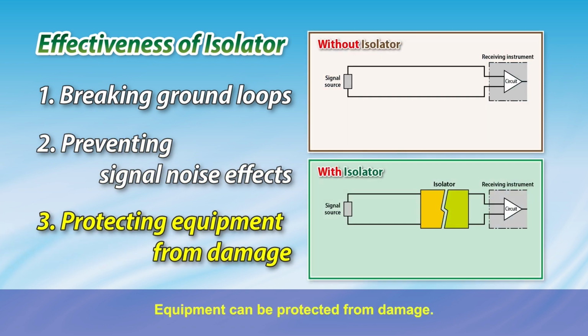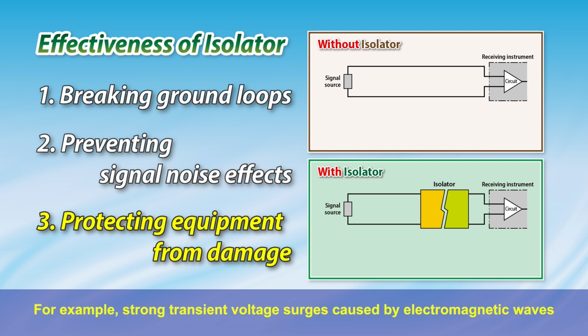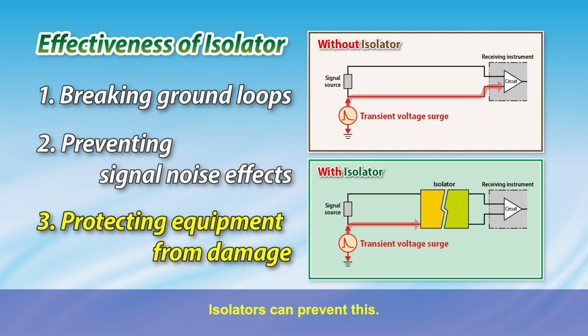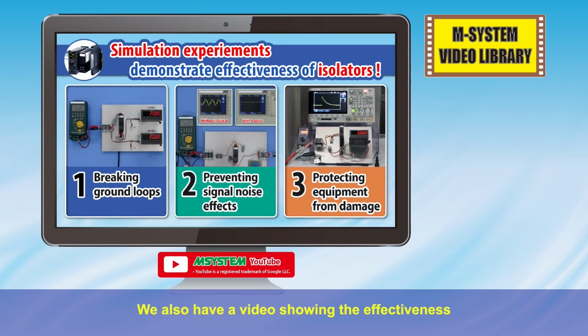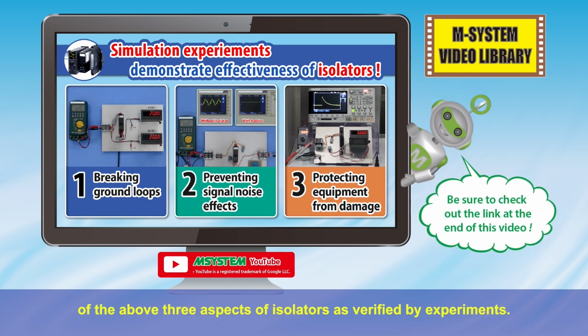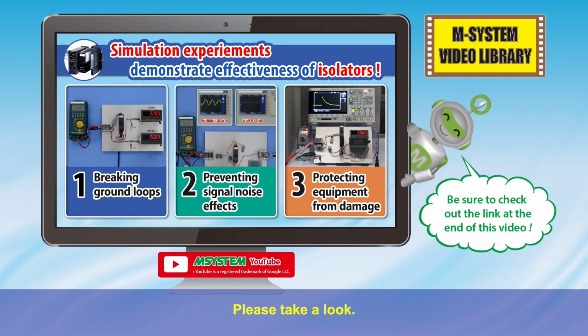Equipment can be protected from damage. For example, strong transient voltage surges caused by electromagnetic waves from large power sources or magnetic motor starters can be induced in the equipment. Isolators can prevent this. We also have a video showing the effectiveness of the above three aspects of isolators as verified by experiments. Please take a look.